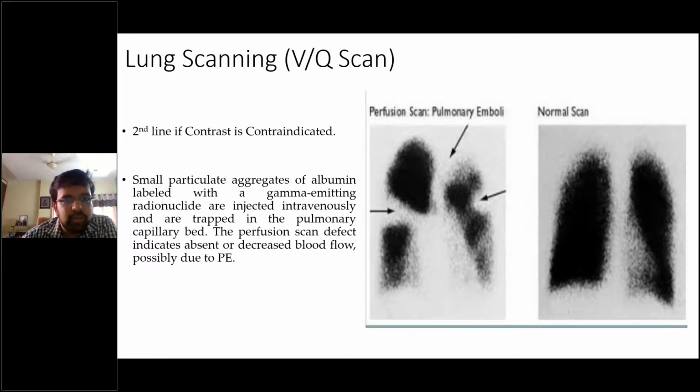Second line investigation is lung scanning, which is also known as VQ scan. So basically, if the contrast is contraindicated, you can do a lung scanning in the patient. So basically, इसमें क्या करते हैं? We take aggregates of albumin and label them with a gamma emitting radionuclide. इस albumin को intravenously inject कर दिया, and this gets trapped in the pulmonary capillary bed. And if there's a perfusion defect, there will be no blood flow, and therefore there will be no gamma emitting radionuclide. ठीक है. So this is lung scanning, which is the second line investigation.